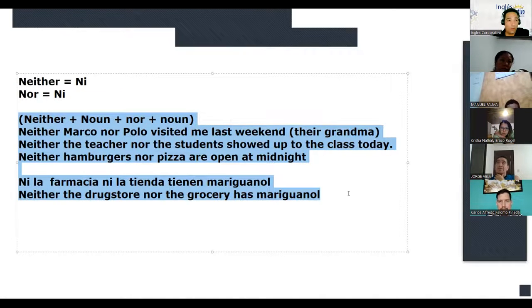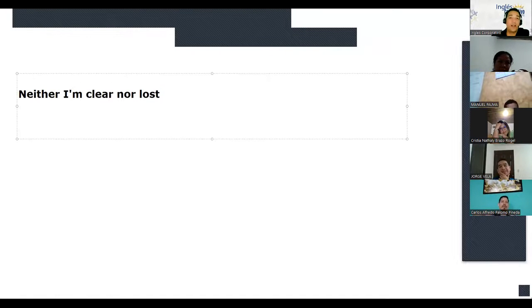I just want to answer your question about if it's clear. I want to answer about neither clear nor... easy. So you want to say neither I'm clear, nor lost, something like that. Neither I'm clear nor lost. So I kind of understood. I'm kind of clear with what you're saying. That was the idea. Ni estoy claro ni perdido.